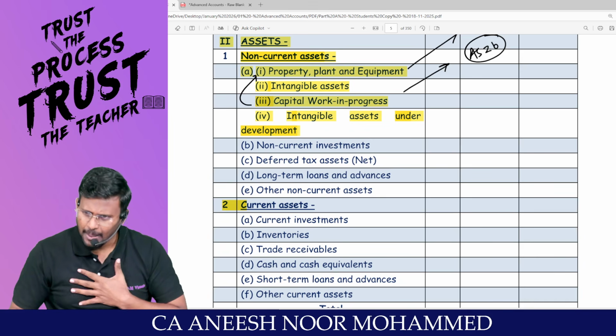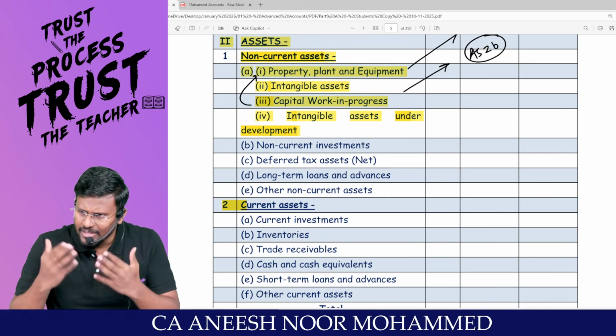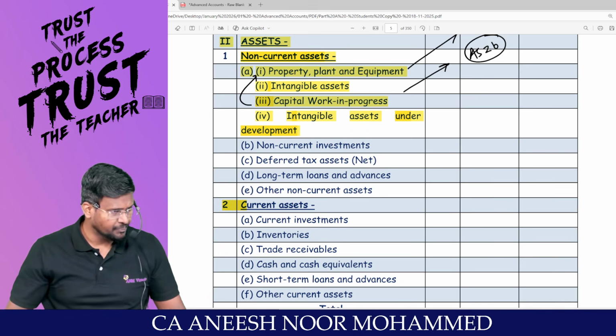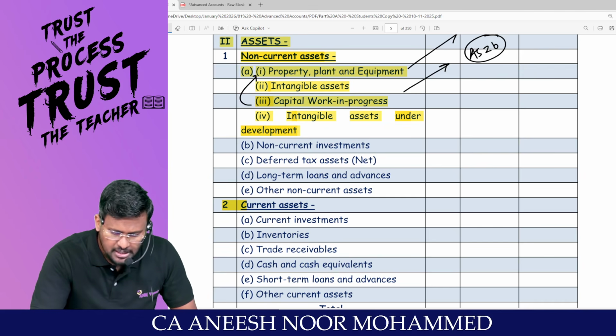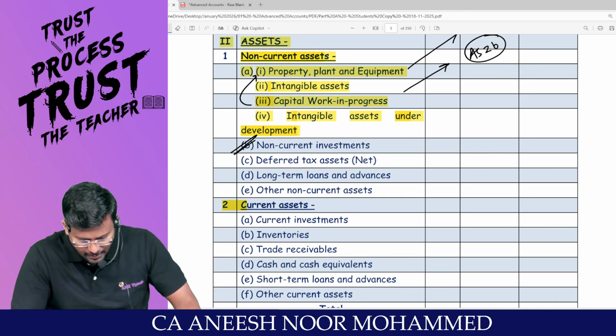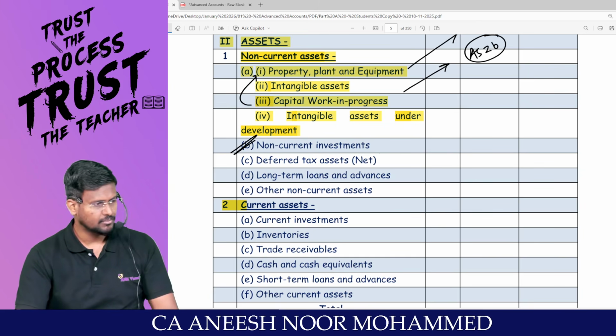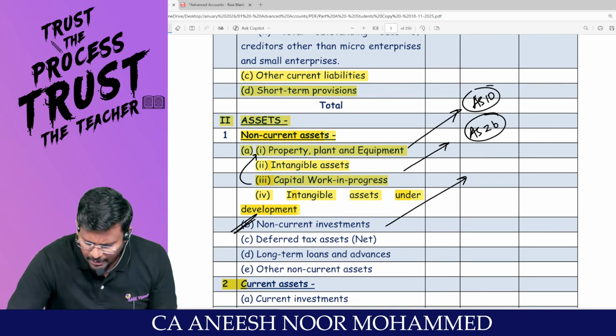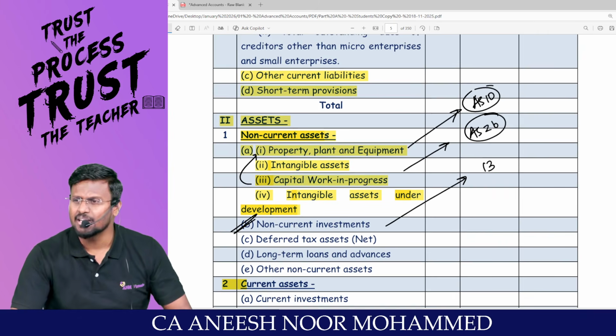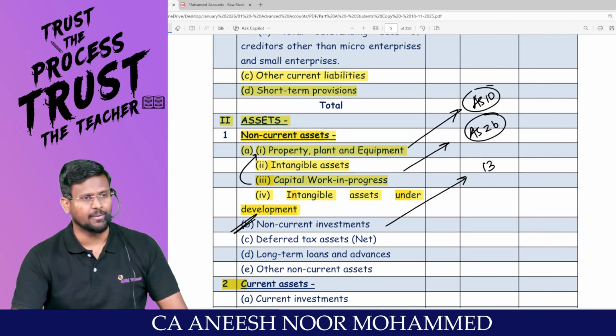Sir, as a company, I may be investing in another company. Am I right? That investment is called non-current investment, which we will be studying in AS13. Investment accounts will be there.